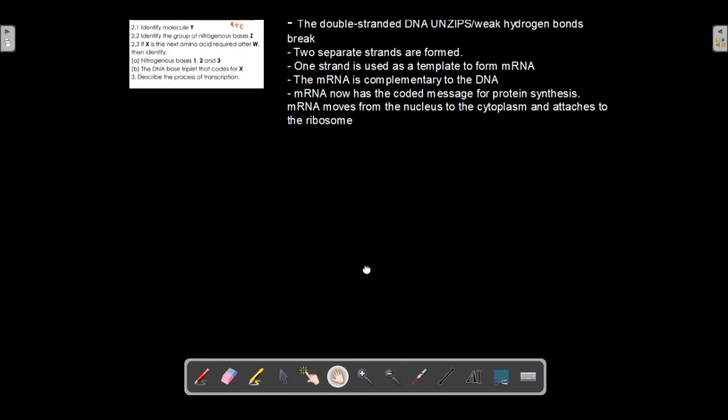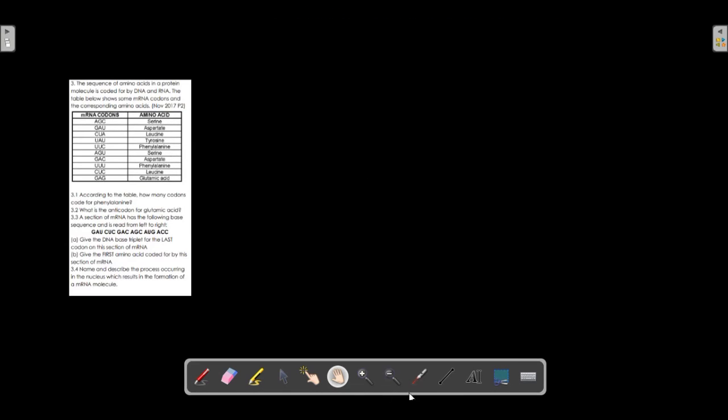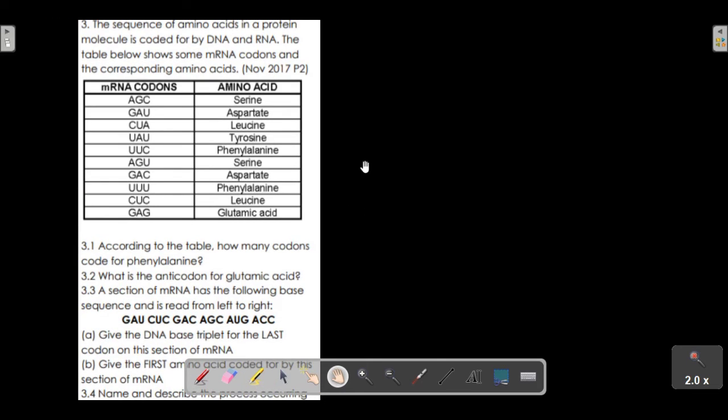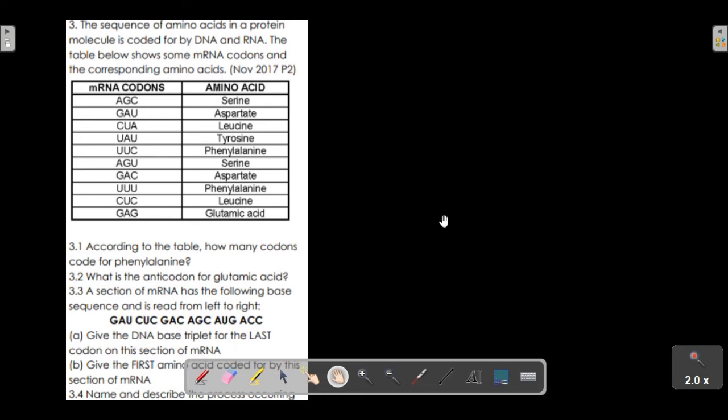Okay, describe every single step and in order. Okay, they also look for that. Right, let's look at the third activity. The sequence of amino acids in a protein molecule is coded for by the DNA and RNA. The table below shows some mRNA codons and the corresponding amino acids. So these are the mRNA codons and their corresponding amino acids that are attached to the complementary tRNAs that are going to match, of course, with these codons.